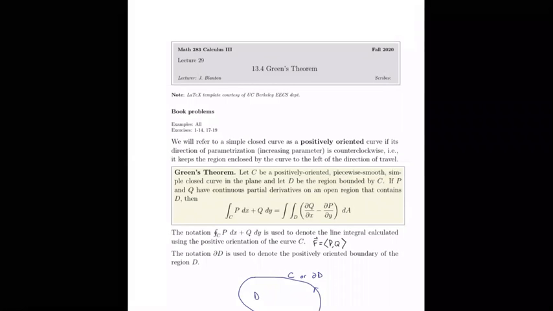Section 13.4 is Green's theorem. This is yet another analog to the fundamental theorem of calculus. So what we'll need to define first is a positively oriented curve.